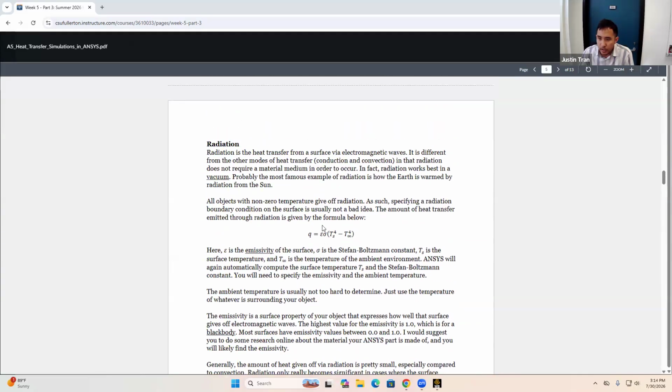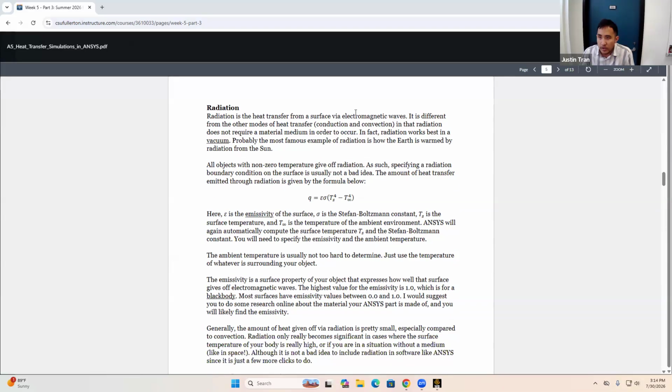Another type of boundary condition you can have is a radiation type boundary condition. So radiation is basically the transfer of heat via electromagnetic waves. It's a very unique form of heat transfer because most other forms of heat transfer require some kind of medium, either a solid or a fluid, for the energy to transfer through. Radiation doesn't require that. In fact, radiation is the primary means by which the sun's heat reaches the Earth, because there's no matter in space, and so there's no conduction or convection in space.